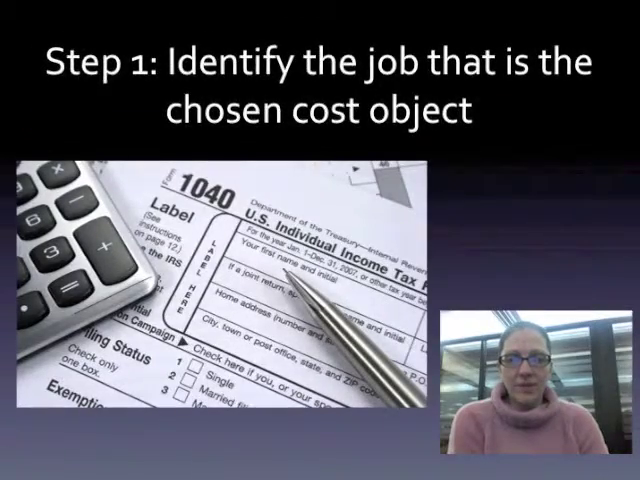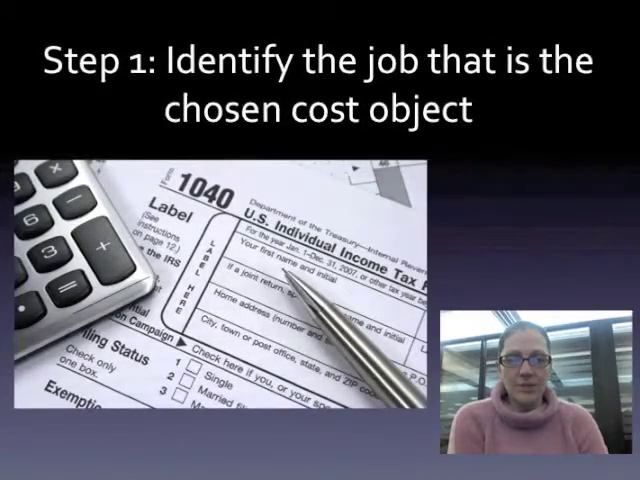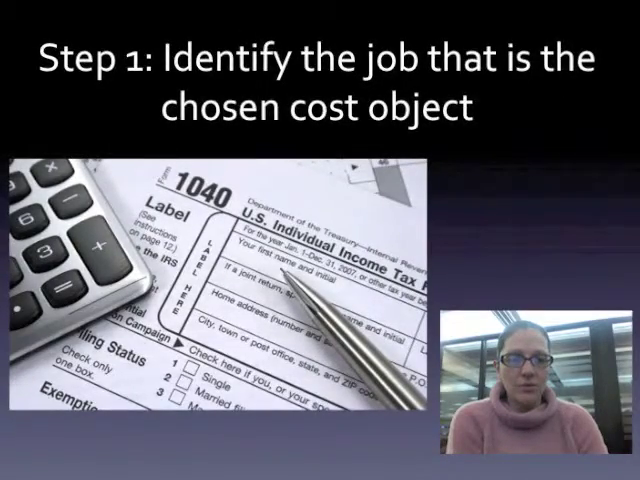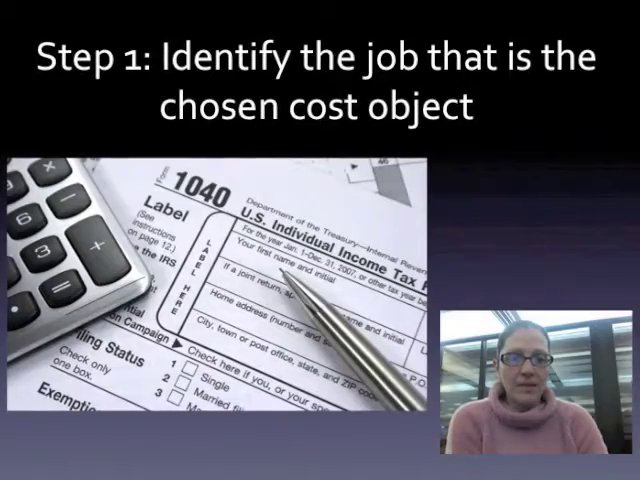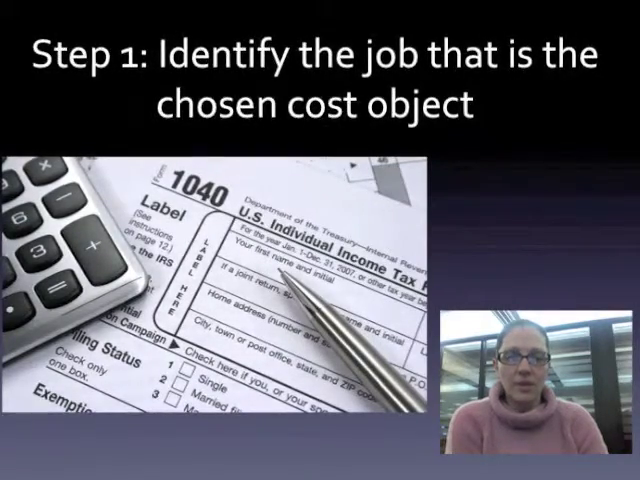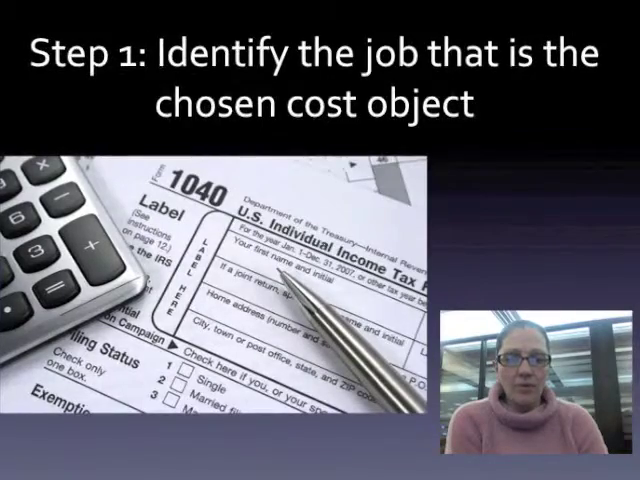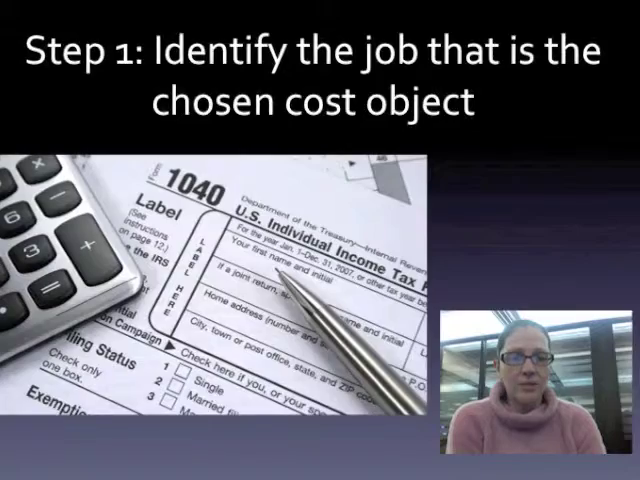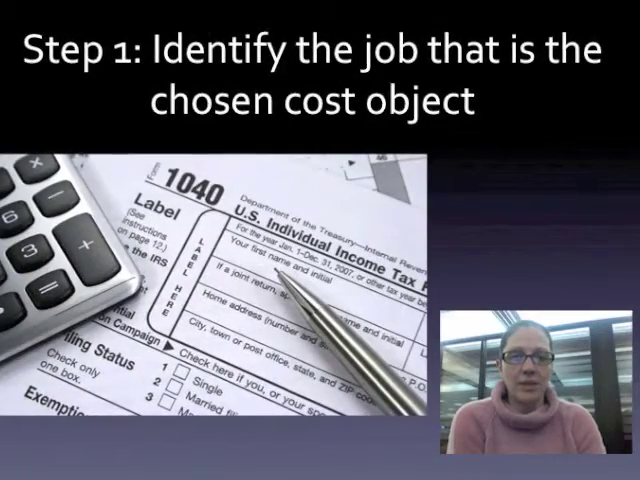Step 1. Identify the job that is the chosen cost object. In this step, one would gather information to cost jobs through source documents. For example, a CPA firm will use job order costing to assign costs to each individual job. A job cost record will be used to record and accumulate all the costs assigned to a specific job, such as an audit engagement.